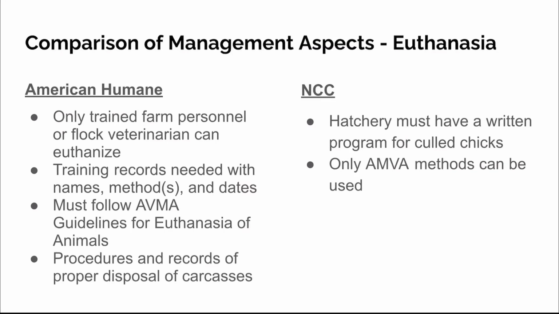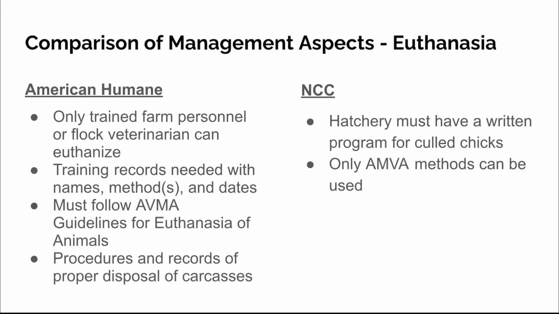Here we have euthanization, comparing the two audit tools. For American Humane, they only want trained farm personnel or the flock veterinarian to be able to euthanize the birds. They want training records, and within these records, they want names, the methods used to euthanize, and the dates when those personnel were trained. When euthanizing, they must follow the AVMA guidelines for the euthanasia of animals, and they would like to see procedures and records of proper disposal of the carcasses.